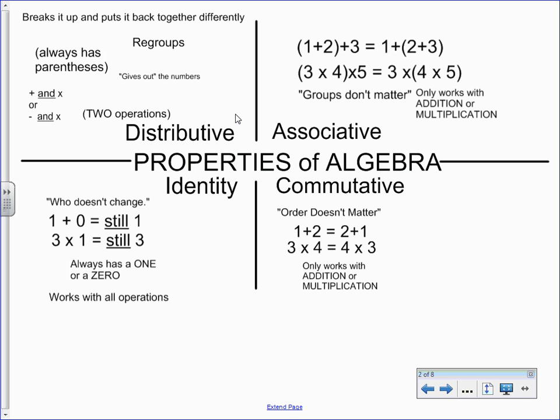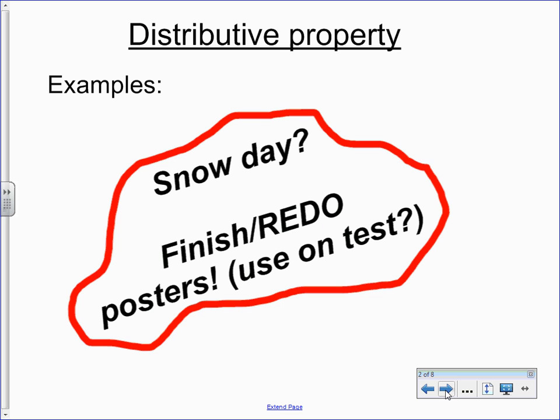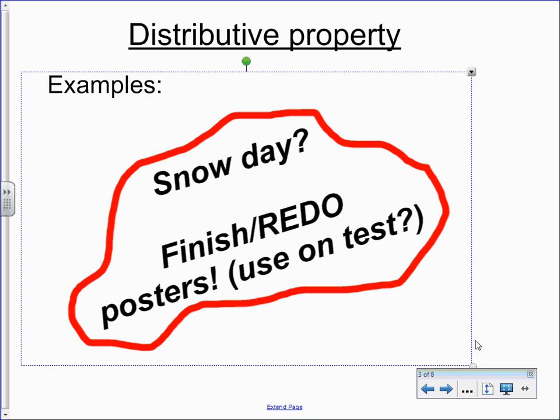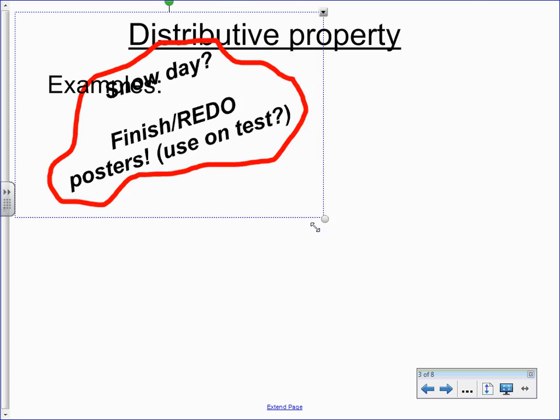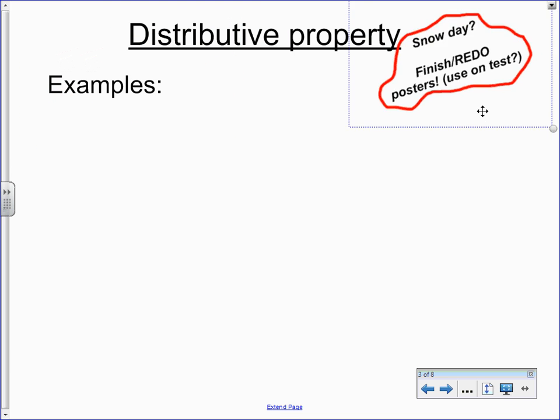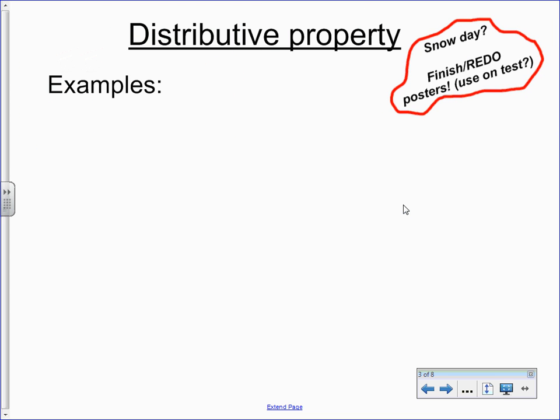Maybe you want to pause the video now to write this down on your poster, or if you don't have it, write it down somewhere. You could add it later. We probably want to add some examples too, or at least one example. And I thought this would be a good thing to do if we do have a snow day. Make sure your poster is good to go, and then likely we'll be using them on the test. So, not a bad idea.